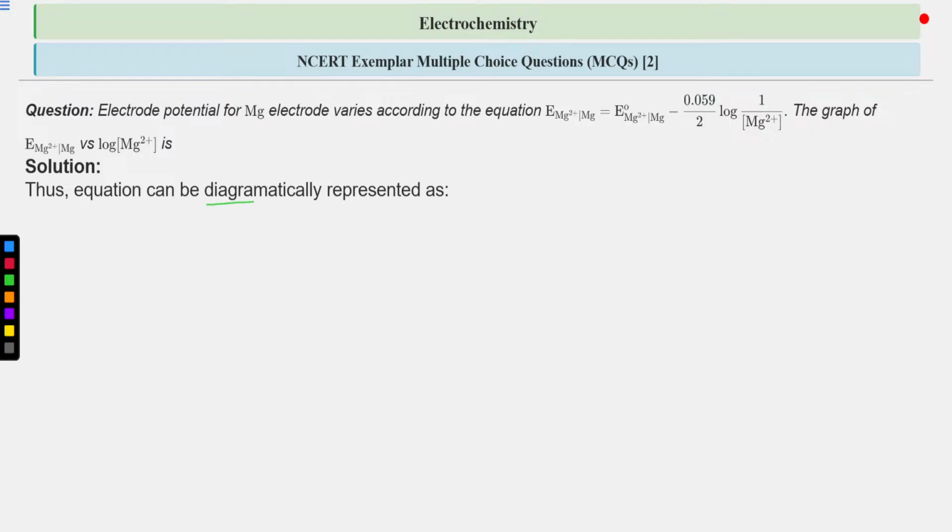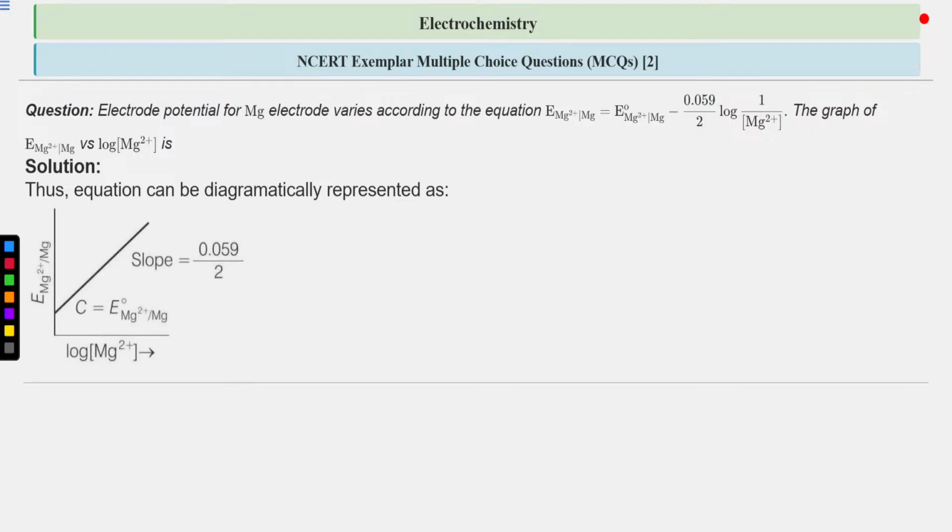the equation can be diagrammatically represented as follows. If you make the diagram for the equation which we have got, on the y-axis we take the electrode potential. On the x-axis we take the log of concentration of ion, and the remaining is the intercept, which is positive. So on the positive y-axis we get some intercept, which is E naught of the electrode of magnesium, and the slope is positive. That means our straight line will be like this. If the slope were negative, then the line would be in this other direction.